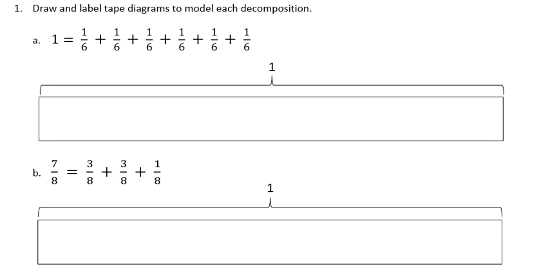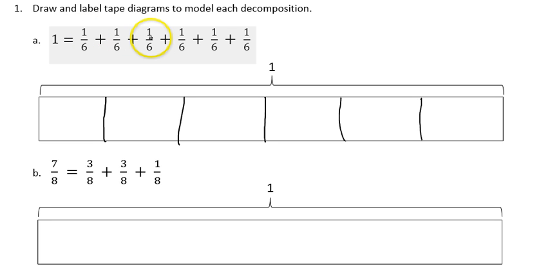My first problem says that I have one whole and it equals 1/6 plus 1/6 plus 1/6 plus 1/6 plus 1/6. To show that on the tape diagram then, I'm going to divide the tape into 6 equal pieces, and then I'm going to shade in one piece for each of my numbers in my number sentence.